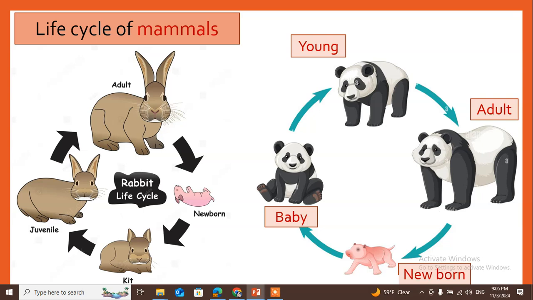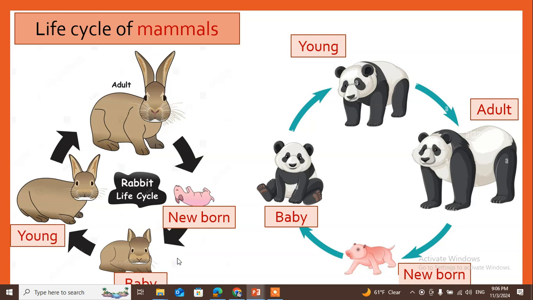So, when a rabbit is fully grown, when it's an adult, it can reproduce. So, this is an adult rabbit. A mother rabbit gives birth to a newborn. The mother's body makes milk. The babies drink that milk. Now, the rabbit grows more fur and gets bigger until it's an adult. So, newborn, baby, young, adult.